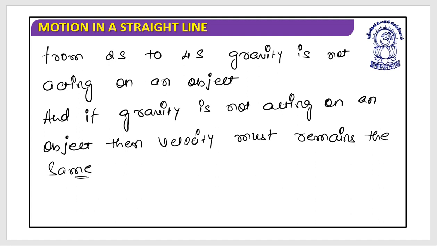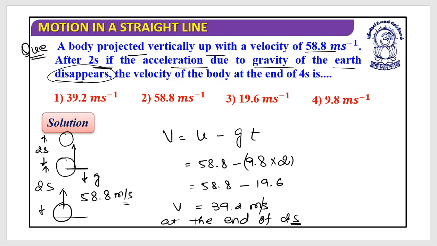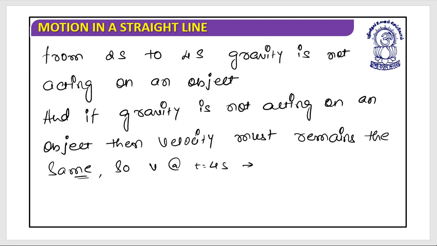Velocity must remain the same. So velocity at 4 seconds, that means from 0 to 4 seconds, it is the same, that means 39.2 meter per second. I hope these things are clear to you. Is it? Yes? Shall I add something for you people? Thank you.